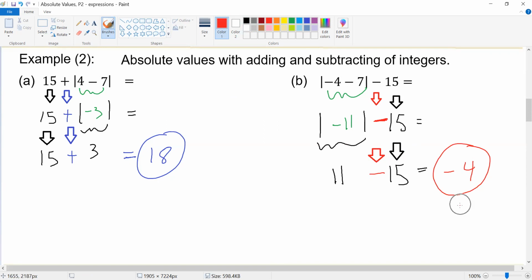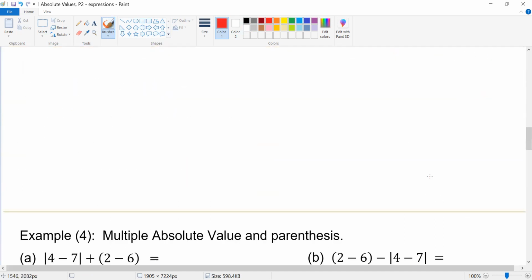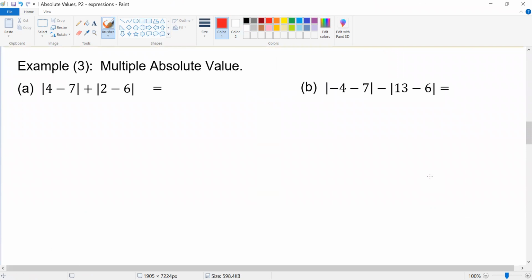Before we move on to the next example, we just want to note that it's okay to have negative answers when absolute values are involved. We just have to make sure that the absolute value is only a particular part of simplifying our expressions. So on to example 3.